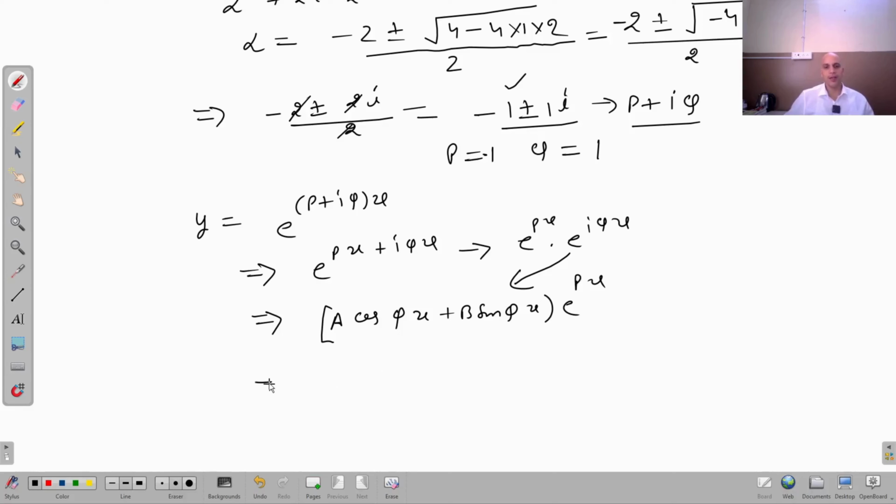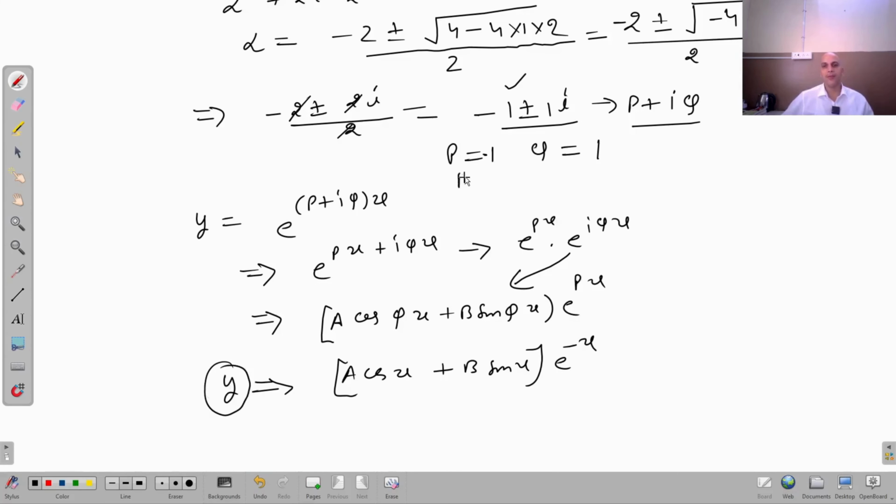So now you can put the value of Q. Q is 1, so it becomes A cos of x plus B sine of x into e power P, which means minus 1. So it is e raised to power minus x. So this is the solution of this differential equation.